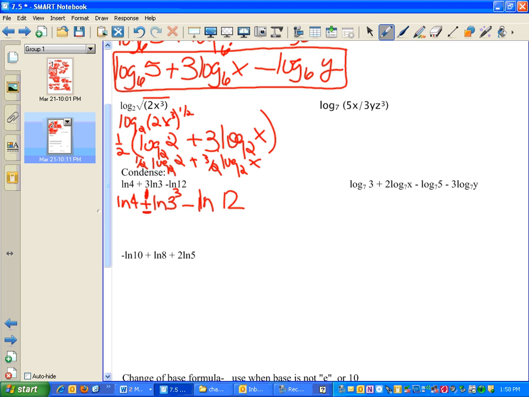To add means to do what? Multiply. So when I put these together, I want one ln statement. I don't want 3 because I'm condensing. So ln 4 times 3 to the third, and the minus means divided by 12. One ln. I don't see ln over ln. It's one ln. I'm condensing it to one statement. So that's ln of 4 times 27 over 12, which is 9. This is all the ln of 9.